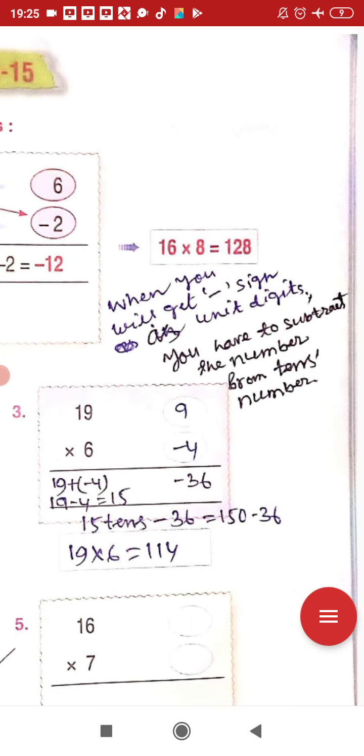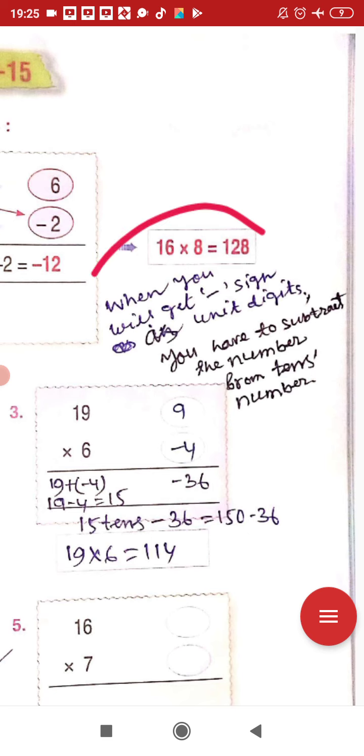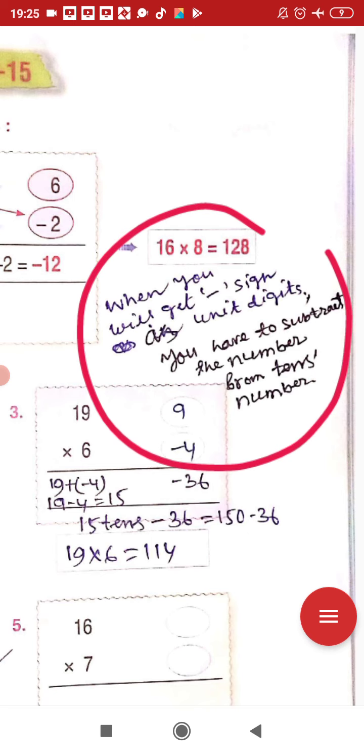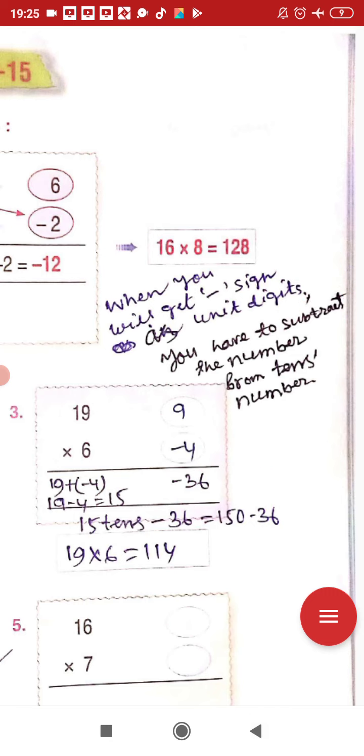You can see the instruction. When you get a minus sign as the unit digit, you have to subtract the number from the tens number. Clear? Okay.